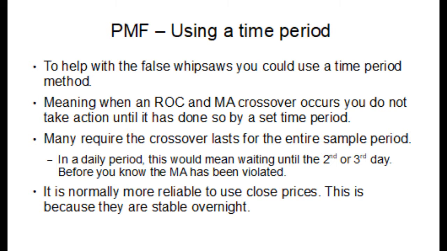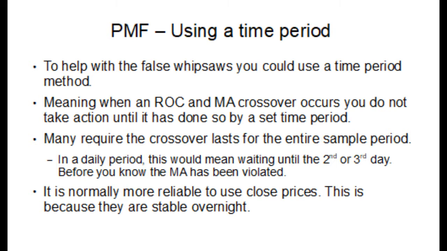You can use a time period. How long does the crossover last? Again, you can set whatever time period works well with the samples that you take. So, when an ROC and an MA crossover occurs, you do not take action until it has done so and lasts by a set period of time. Many require the crossover lasts for an entire sample period.